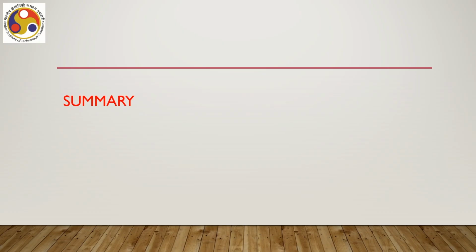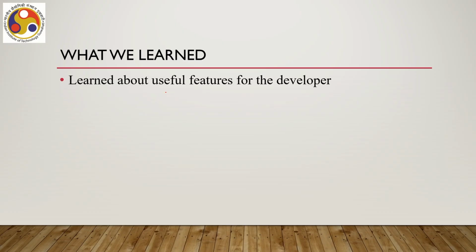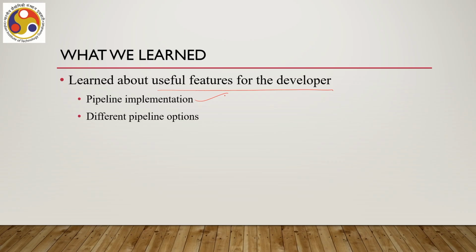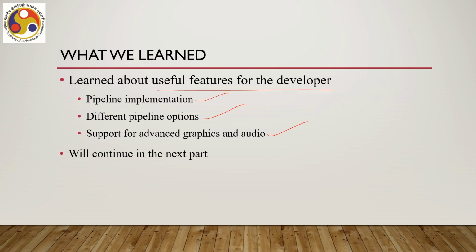So, let us summarize what we have covered so far. We talked about some useful features for the developer, which includes the implementation of various pipelines that Unity supports, different pipeline options, support for advanced graphics and audio, including physics support, audio support and so on. We will continue our discussion in the next part of this lecture, where we will talk about the scripting support and also we will talk about support for SDKs.